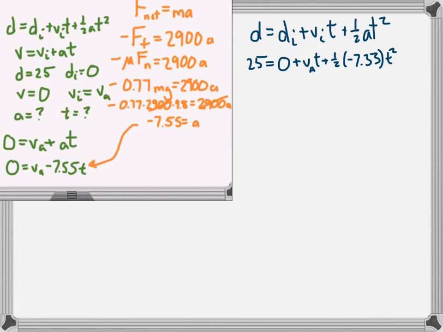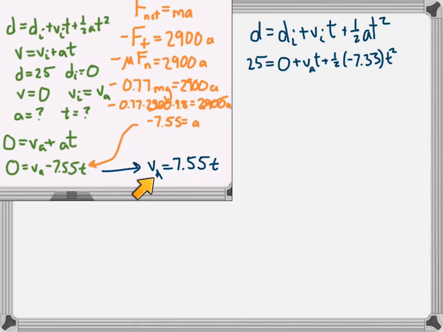Now it looks like I'm going to get a quadratic equation in t, and I could use the quadratic formula, except I have a v sub a here, and that will not give me a good answer for what t is going to be. So it looks like I'm stuck here. But this is also something that I can rewrite as v sub a equals 7.55 t. After all, if I take this minus this, it has to equal 0, right? So this has to equal positive 7.55 t.